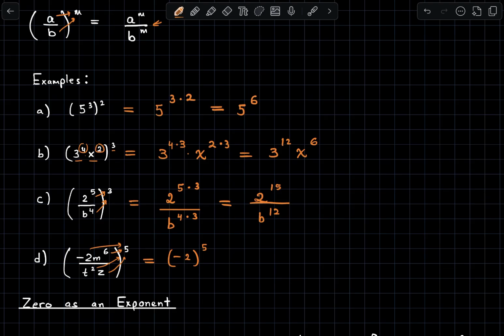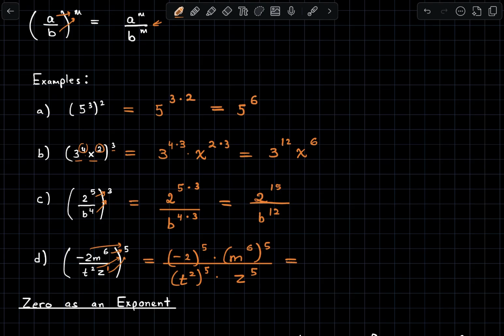Every single time. And then we've got m to the 6th raised to the 5th power. I'm just going to write it like this for a second so we can kind of visualize what's going on first. On the bottom, we've got t squared raised to the 5th. And we've got, well, this is just a z to the 1st power being raised to the 5th power. We can just go ahead and write that right away as z to the 5th. It's just really just z being raised to the 5th power.